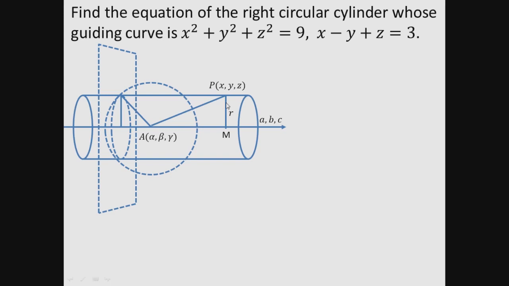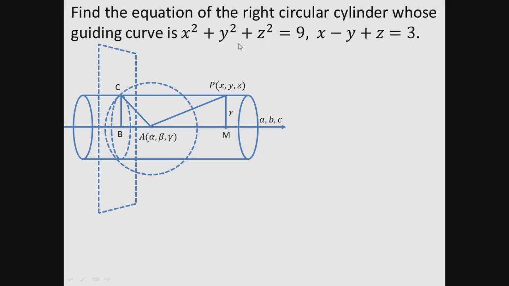Okay, so first try to get the values of this alpha, beta, gamma, ABC and R. So for that we consider this triangle ABC, right angle triangle ABC. Now this is general equation of a sphere.